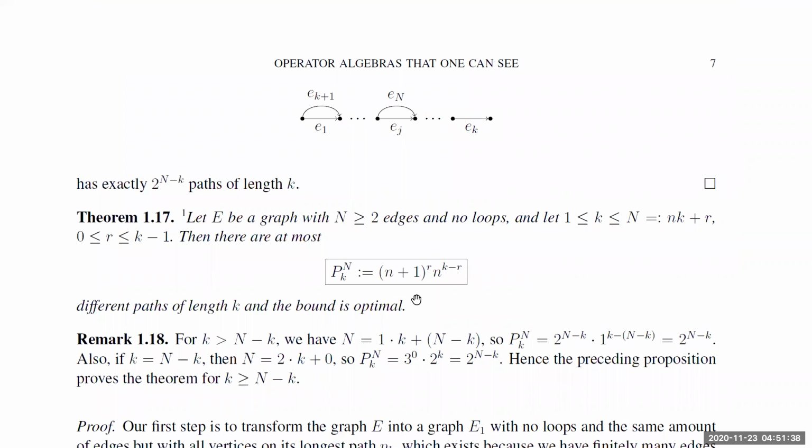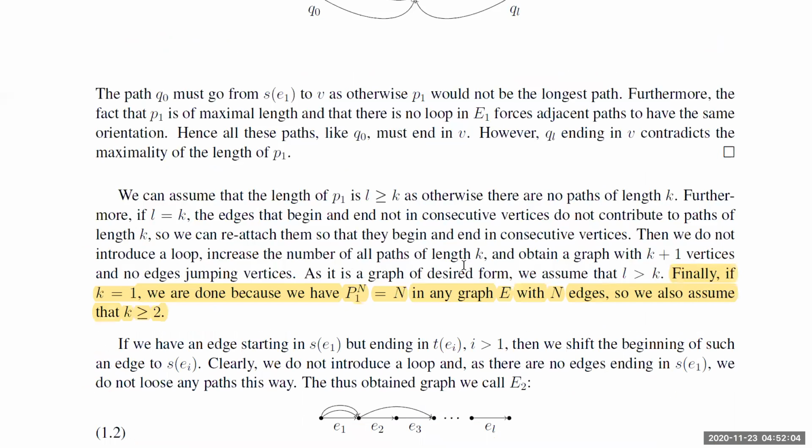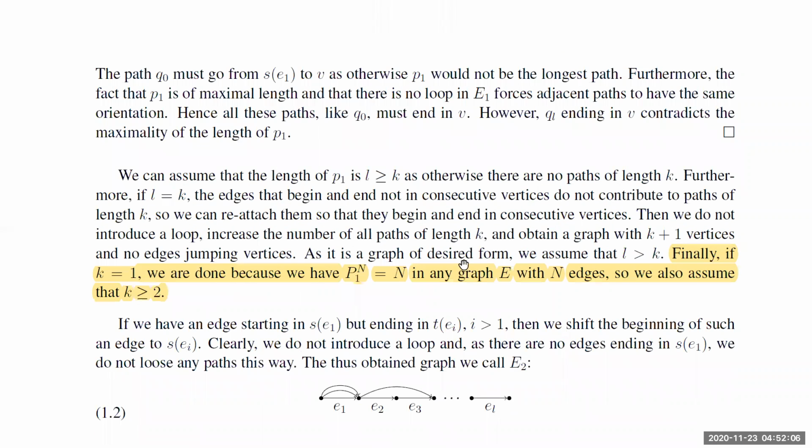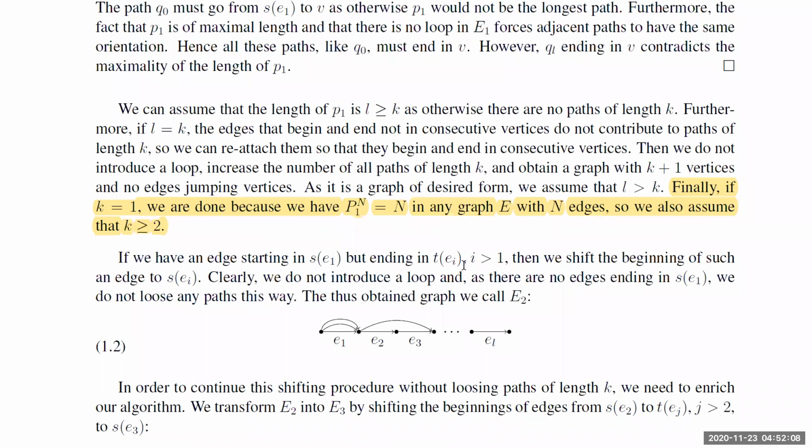Yeah, look at this formula. When k is equal to 1, then obviously r is equal to 0. Lowercase n is equal to capital N, and then we have n plus 1 to the power 0. It vanishes. I have capital N to the power 1 minus 0, which is capital N. So all checks out. Okay, so we just cleaned our field a little bit.